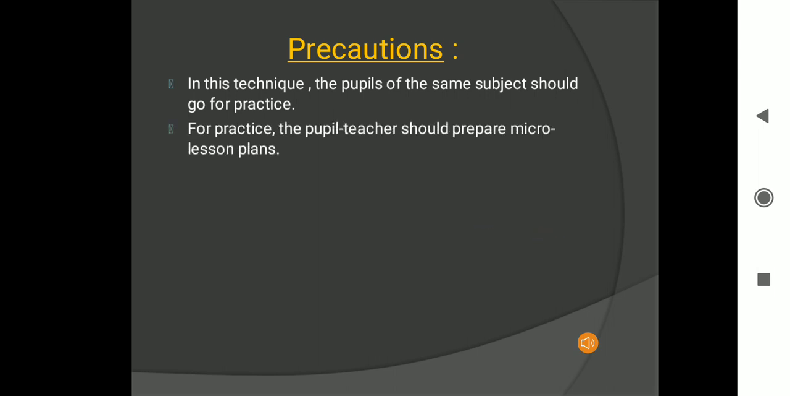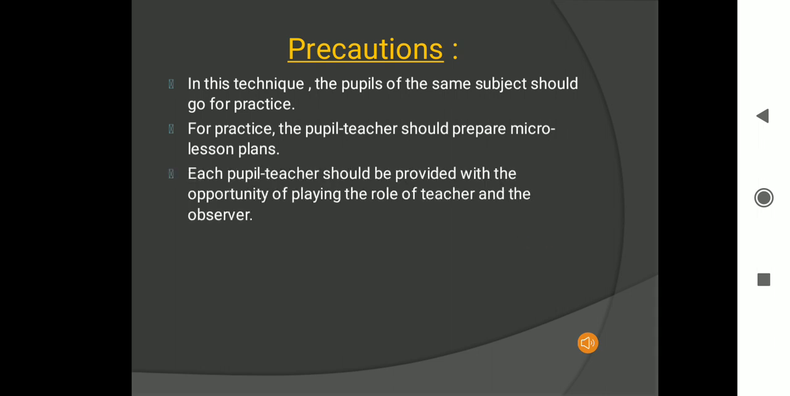Next, for practice, the pupil teacher should prepare a micro lesson plan, because before going for the teaching, if they have a micro lesson plan, they will go properly. Next, each pupil teacher should be provided with the opportunity of playing the roles of the teacher and the observer. Means if any student is not getting the chance for the role of teacher, then this should not be done. And each and every student should get each role.